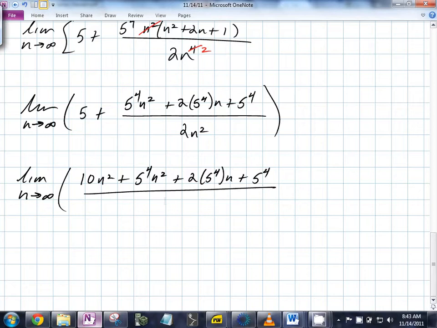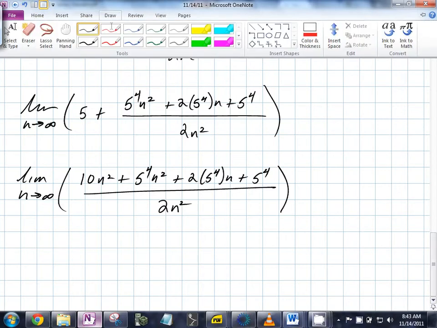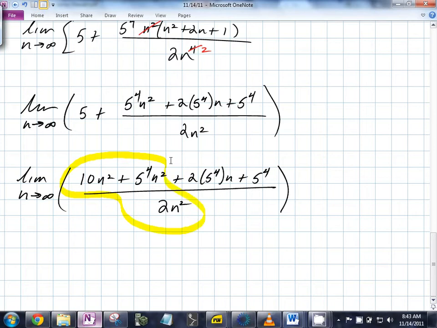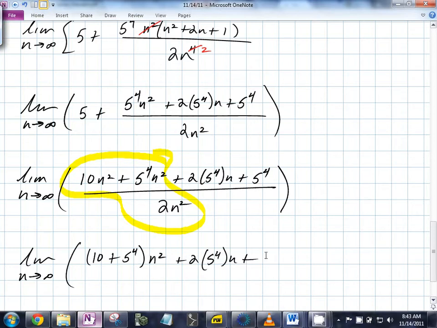We have to be careful here, don't we? What are we really only interested in? We're really only interested in this thing, right? In order to see this a little bit nicer, it's the limit as n goes to infinity of, let's factor out an n. What do we have here? We have 10 plus 5 to the 4th n squared plus 2 5 to the 4th n plus 5 to the 4th all over what? 2n squared. So what's this limit going to be? 10 plus 5 to the 4th all over 2.